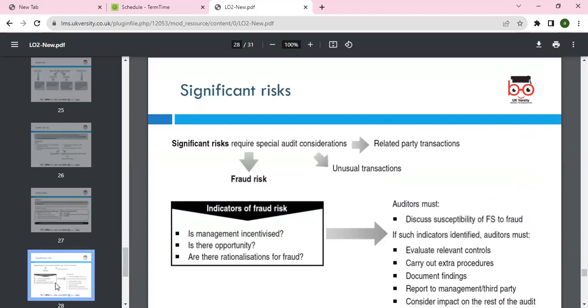Significant risk requires special audit consideration, such as fraud risk, like in Enron, where no one really highlighted millions of pounds of transactions that were passed without being audited properly. Is management incentivized? Is there opportunity? Is there rationalization for fraud? So we need to look at and discuss financial statement fraud, evaluate the relevant controls, carry out extra procedures, document findings, report, and consider the impact.